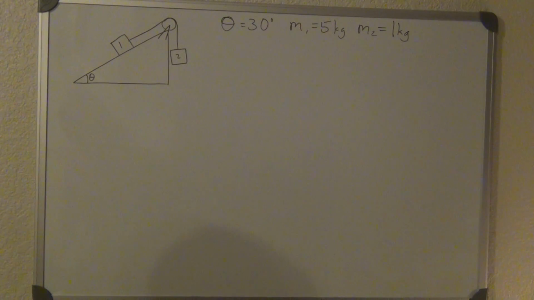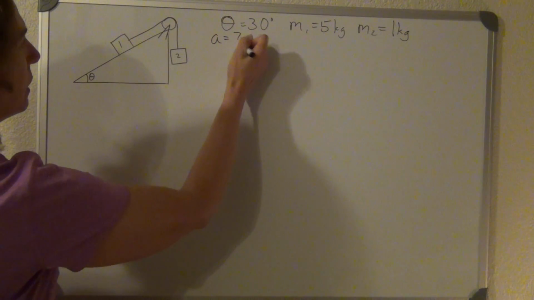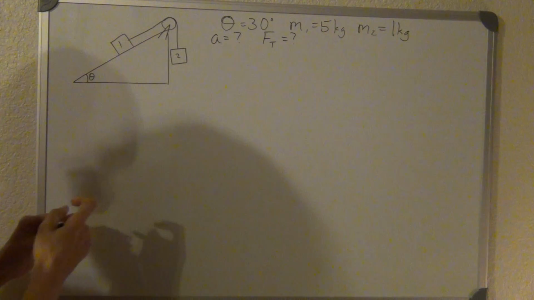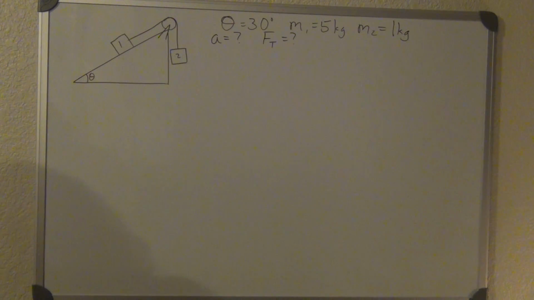Okay, so this time we're going to give you guys numbers. I said if theta equals 30, m1 is 5 kilograms, and m2 is 1 kilogram, I wanted to know the acceleration and the force of tension. So a equals what? Force of tension equals what? Okay, and I want to know which direction the system moves.